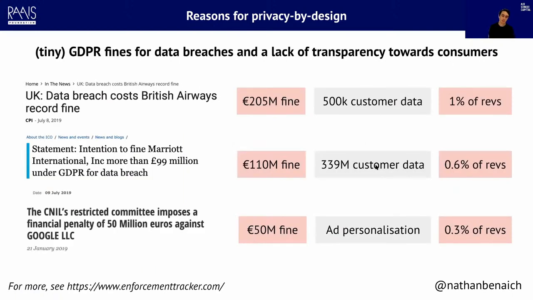The second reason is that GDPR has come into place and huge fines are being levied on companies that are succumbing to data breaches or do not have significant transparency towards the consumers. And so fines ranging from tens to hundreds of millions of euros have been levied on businesses like British Airways or Marriott or Google for leaking customer data or for not being transparent towards their consumers. While these numbers are important and maybe look high, they're unfortunately just a drop in the ocean when it comes to the revenues that these businesses generate every year.